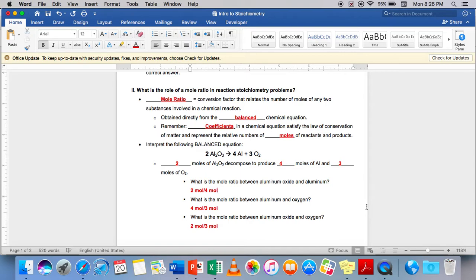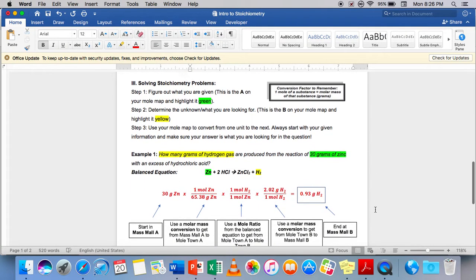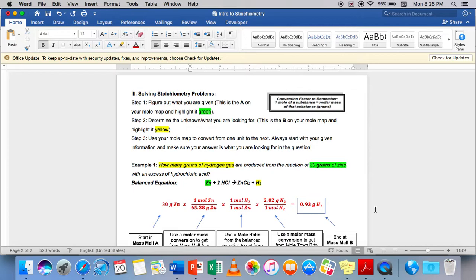And now we're going to put all of this together, and I'm going to show you how we're going to do stoichiometry problems. Okay, so we're going to go to the second page. So how do we solve stoichiometry problems? Let's first look at our 3 steps, and then we'll go into 3 different examples, one of which is already done, and then the next 2 we will do together.